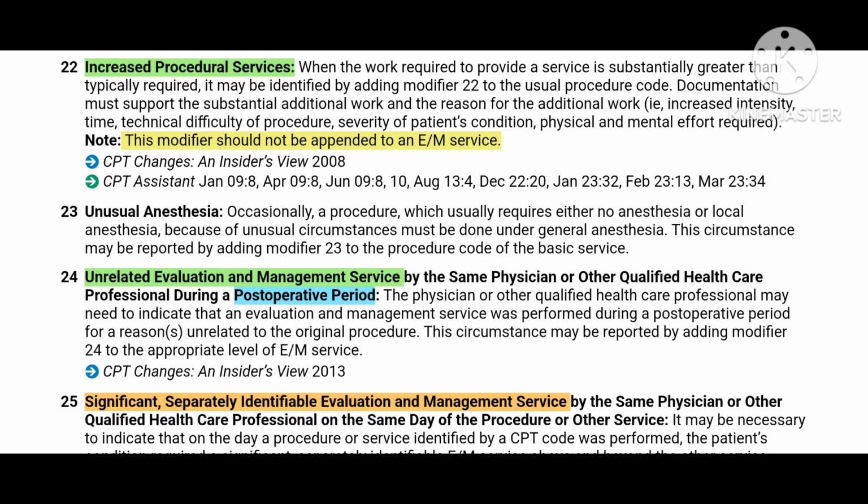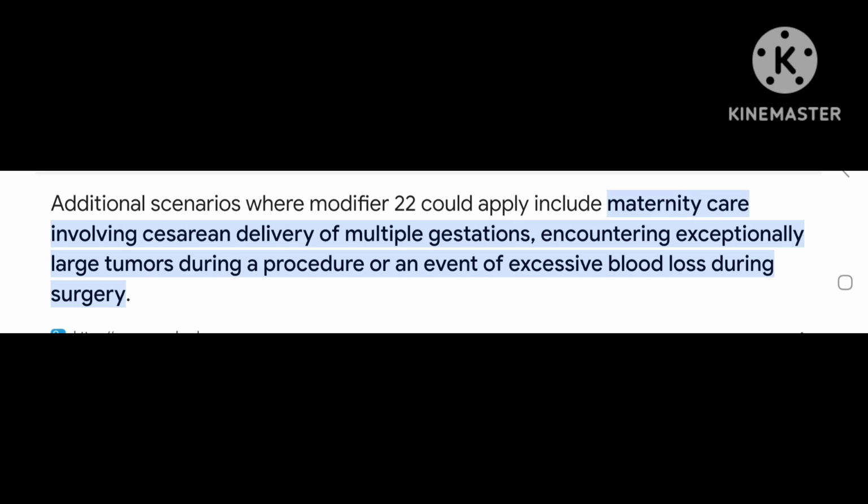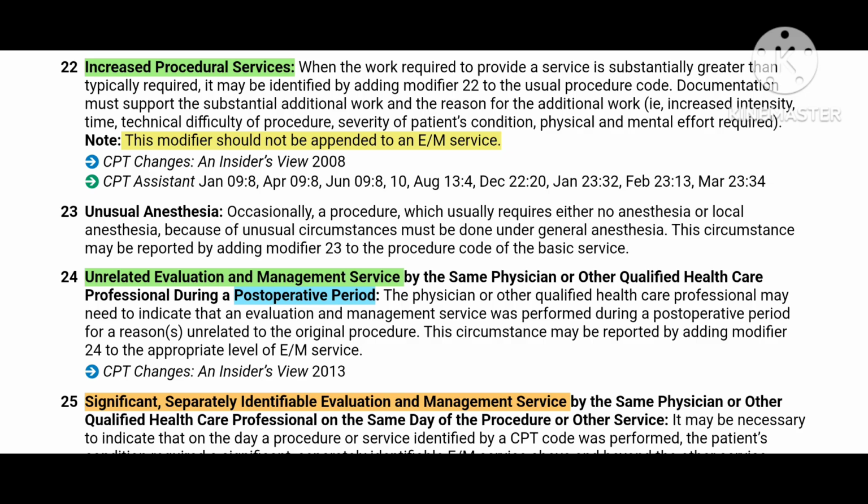And this modifier 22 cannot be used with E&M service codes. We use this 22 with skin chapter, and also with one urinary system procedure also we use 22. So mostly we will use with skin and urinary system. Other than that, I haven't seen we use this 22. So whenever the procedure is complicated, it takes extra time, we use modifier 22.